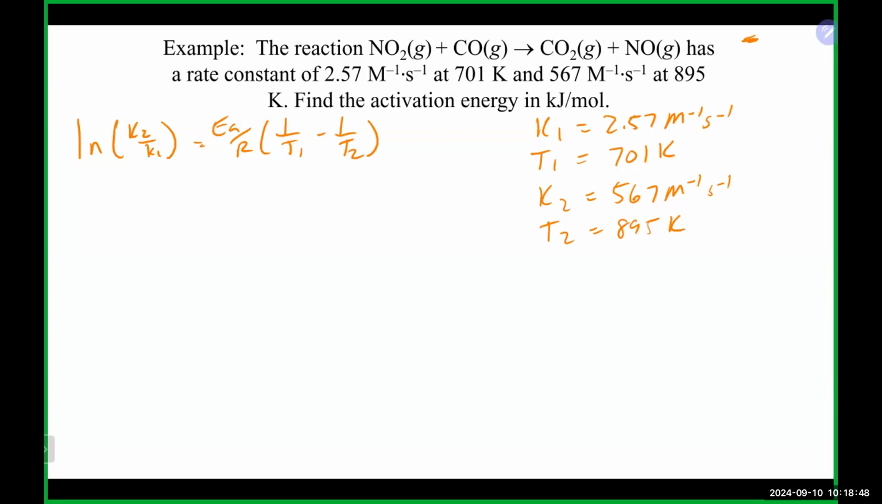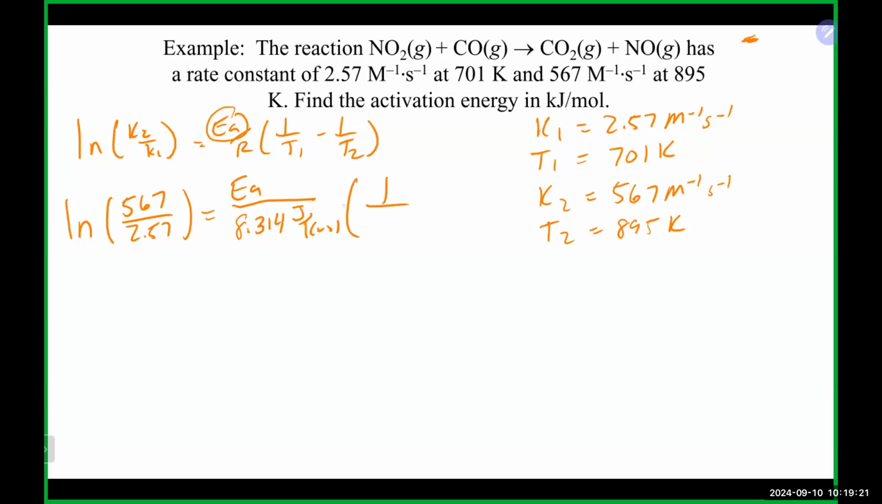By the way, it really doesn't matter which one you call one or two, as long as you keep the K and temperature values that go together. In this case, we are looking for E of A. We always have R, which is our gas constant. So we have the natural log of K2, which is 567 divided by 2.57, equals our E of A over our R, 8.314 joules per Kelvin per mole.